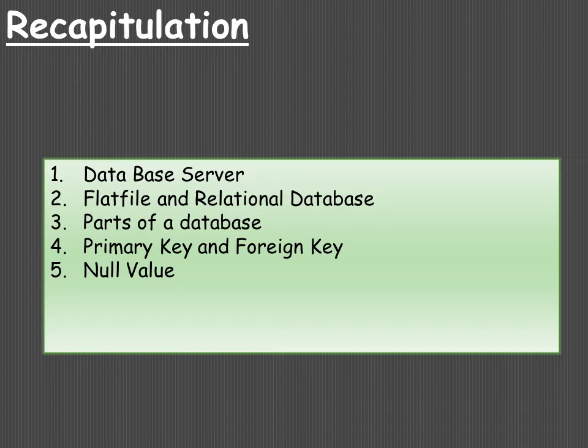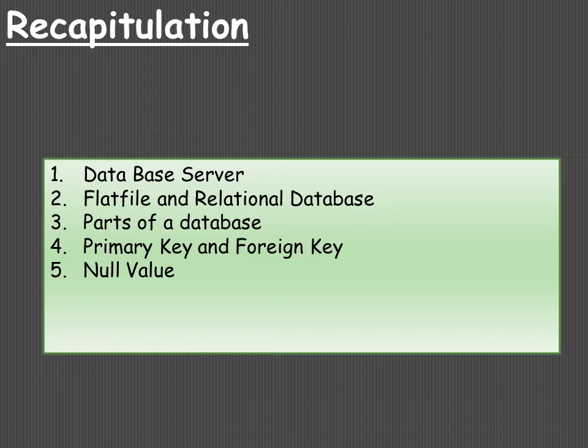Then the next part is column, which is also known as a field, which will store a similar type of information. If we are using a column or field name, then it will only store the name of the person. If we use the field roll number, then definitely this will only store the roll number of the person.